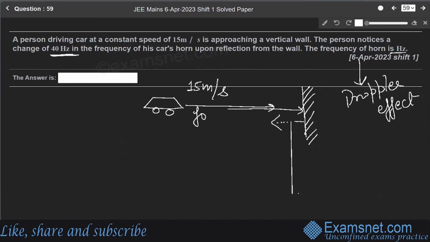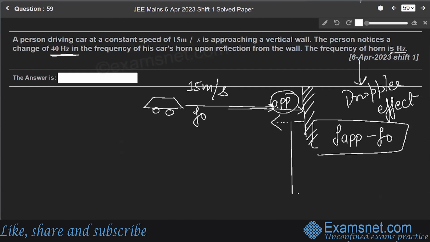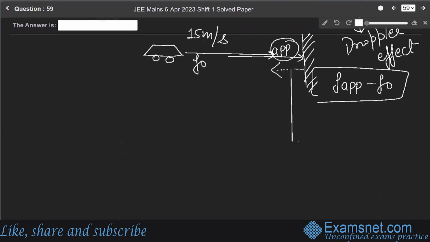Basically, we have to find, let us say this is the apparent frequency. Basically, we have to find the apparent frequency minus F naught. Okay. So let us say using a small trick, we can find the solution of this question. Let us say the car is coming from this side with a speed of 15 meter per second. Instead of this vertical wall, let us assume a plane mirror. So we assume its image as the second car, which is coming from this side.